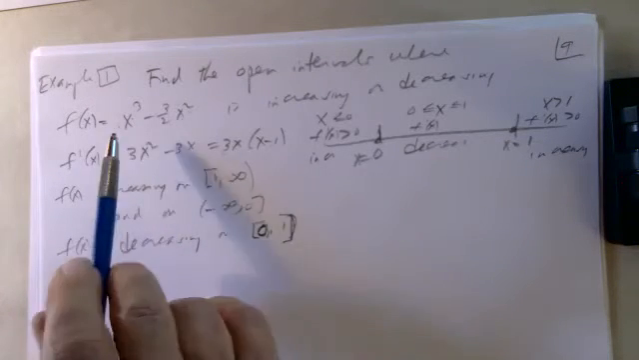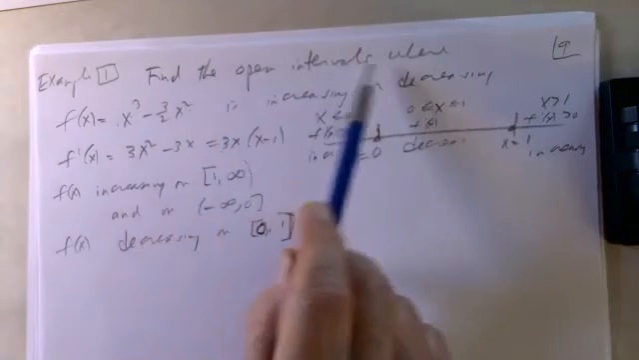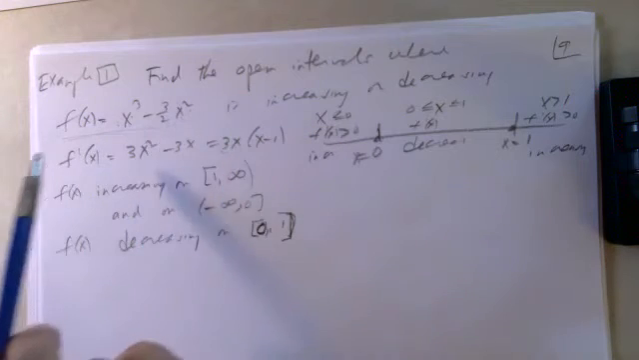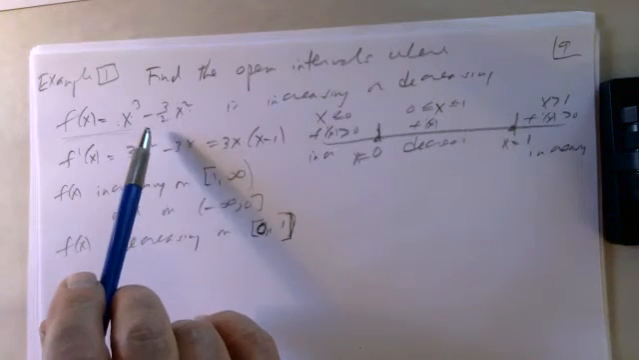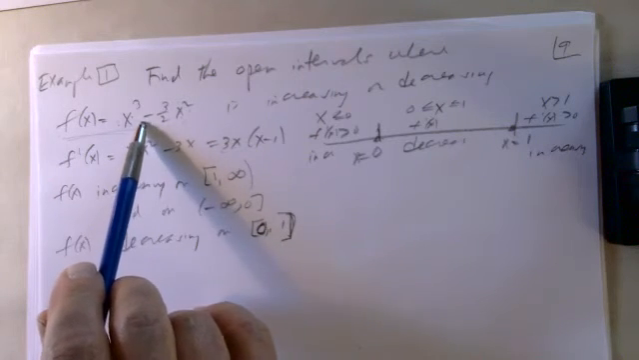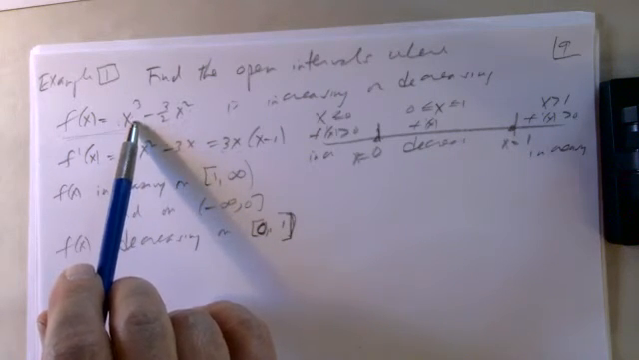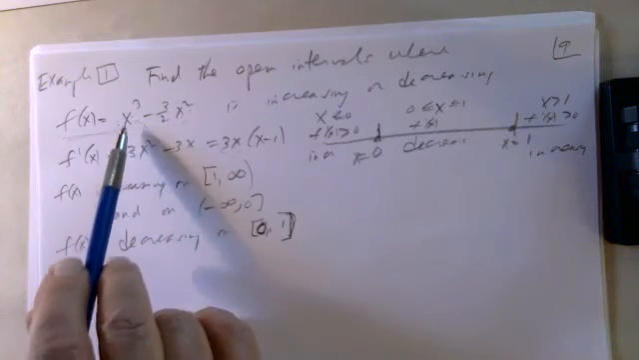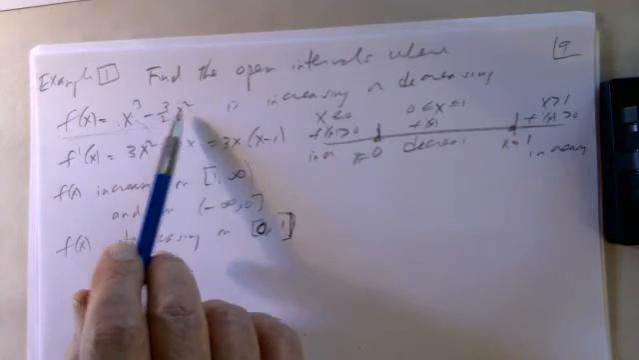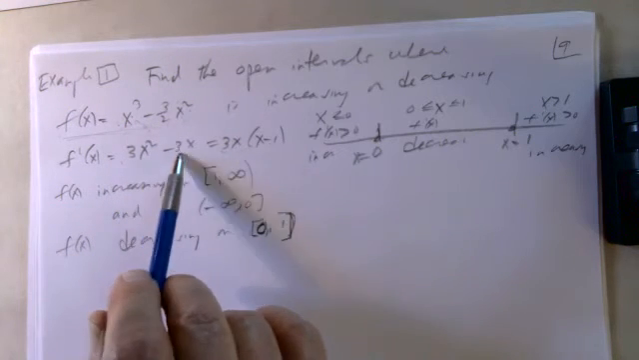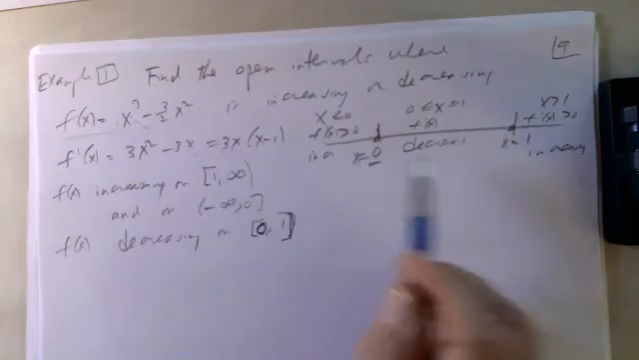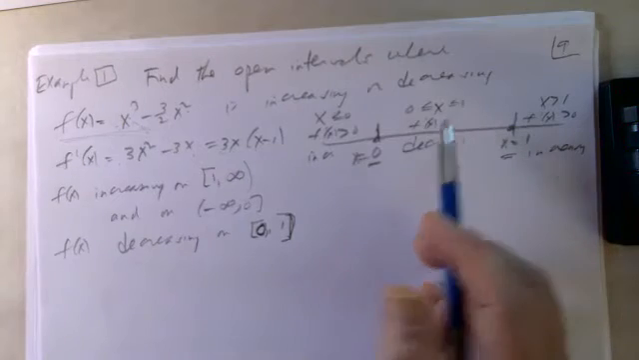Okay, so let me just go through the whole problem again carefully. So I want to find the open intervals where this function, x cubed minus 3/2 x squared, is increasing or decreasing. And we know by the theorem that the function is increasing on an interval where the derivative is positive, and it's decreasing on an interval where the derivative is negative. So for this function, the derivative of x cubed minus 3/2 x squared is 3x squared minus 3x, which is 3x times x minus 1. So at x equals 0 and x equals 1, the derivative is 0.